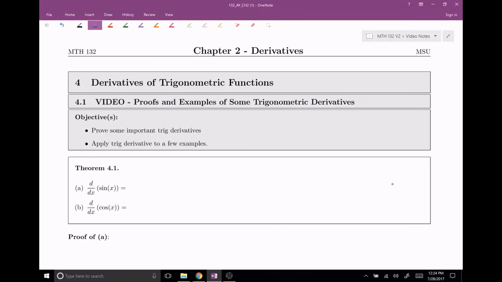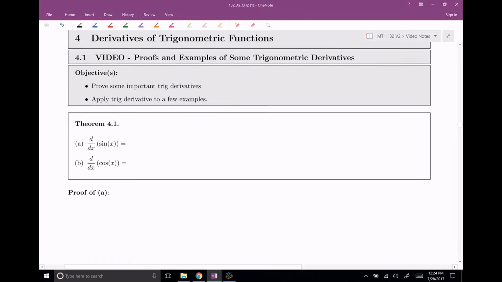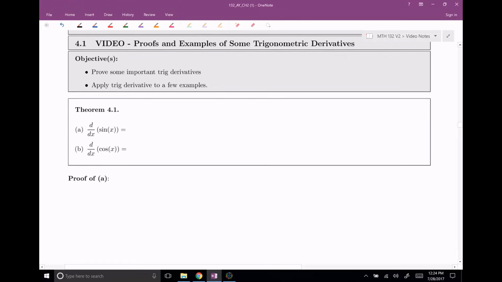Okay, so the big theorem here, Theorem 4.1, is that the derivative of sine of x is equal to cosine of x. And likewise, the derivative of cosine of x is not actually sine, but it's actually negative sine of x. Before I get into the proof, I'm going to prove this part A right here.